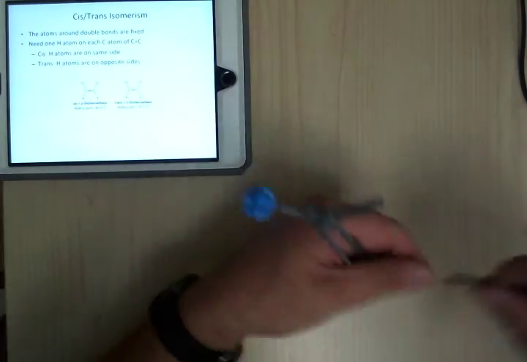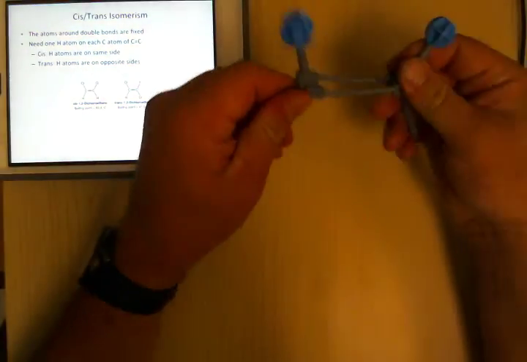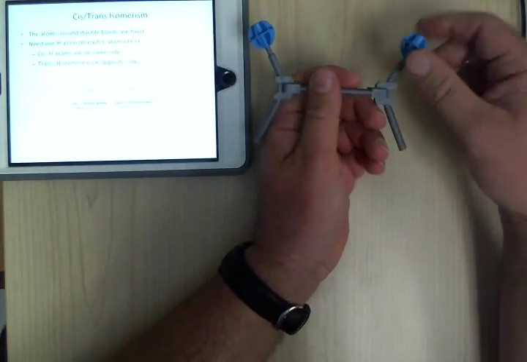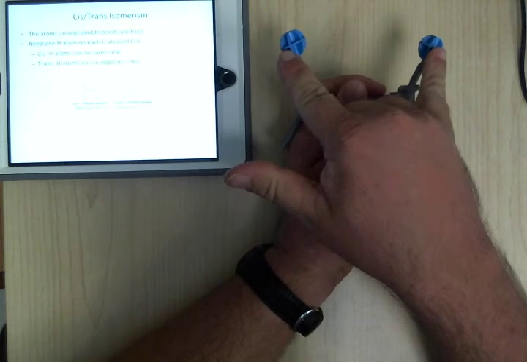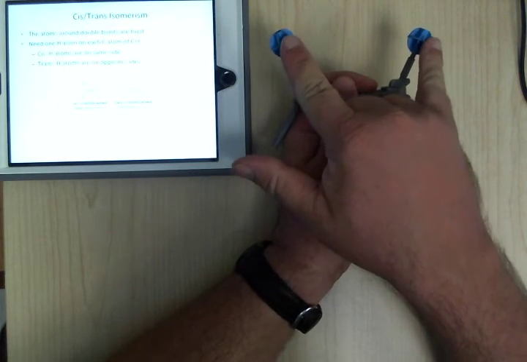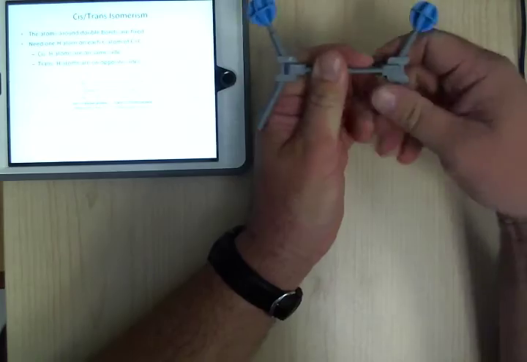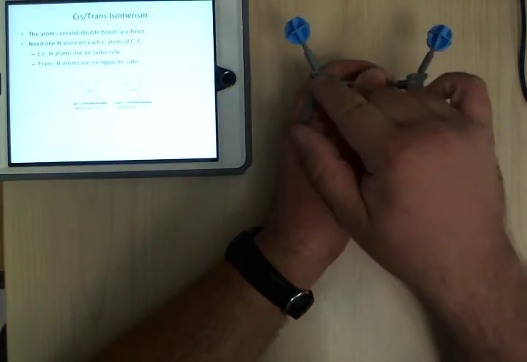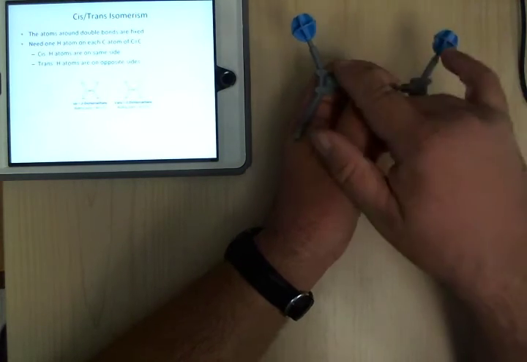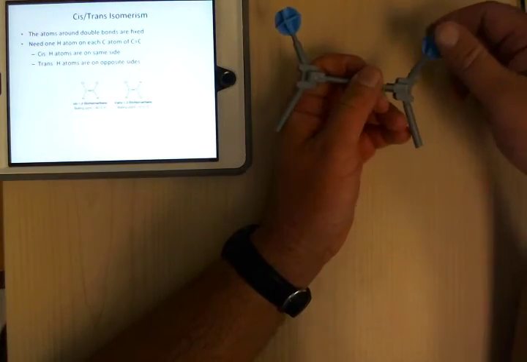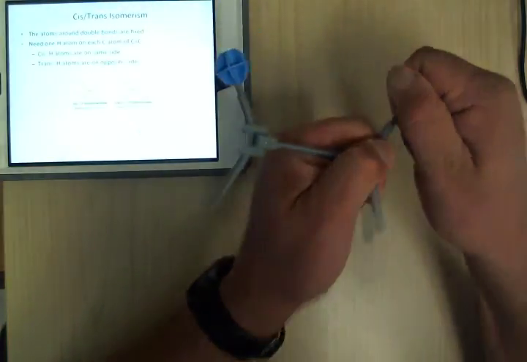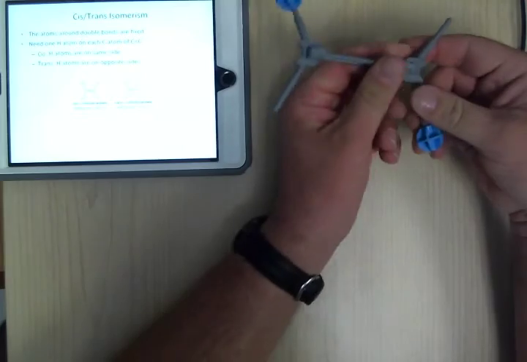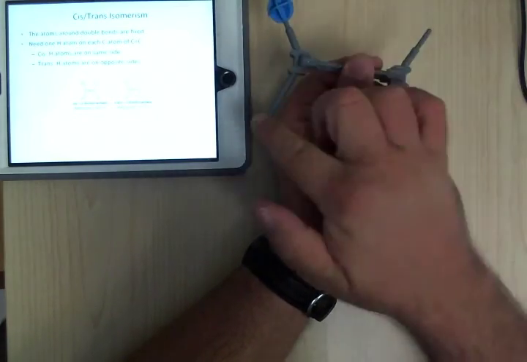So one of the things that happens with this, because you can't get free rotation around the double bond, it's locked into this particular position. And let's say these two are chlorine atoms. These guys here are locked. They can't get down there without breaking the bond. And so when they are in this position, that's what's called cis, and when they are like this, they're called trans.